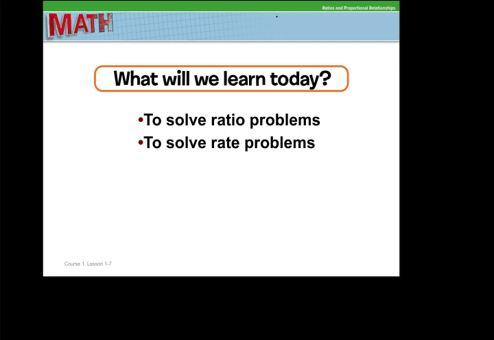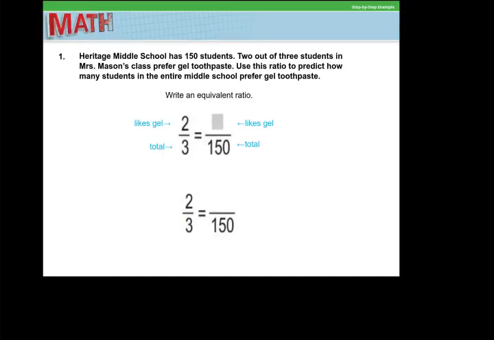All right, this is lesson 7. We are on page 72. Today we're going to be learning about how to solve ratio problems and rate problems. So first example, which is on page 72, is Heritage Middle School has 150 students. That's our total, 150 students. 2 out of 3 students in Mrs. Mason's class prefers gel toothpaste. Use this ratio to predict how many students in the entire middle school prefer gel toothpaste.